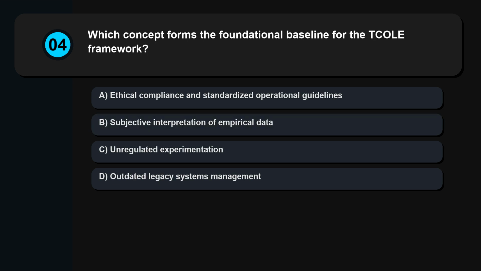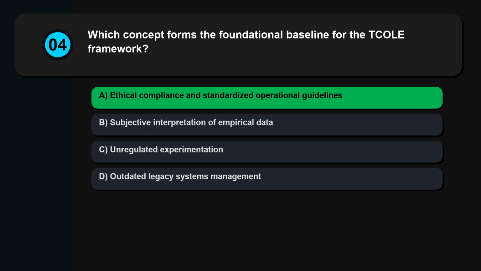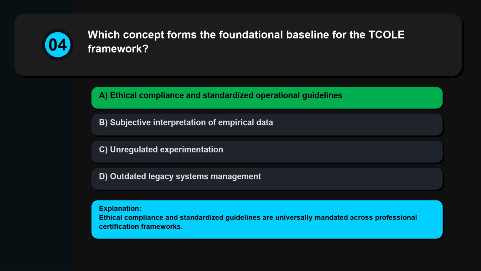Question 4. Which concept forms the foundational baseline for the TCOLE framework? Ethical compliance and standardized operational guidelines, subjective interpretation of empirical data, unregulated experimentation, outdated legacy systems management. Ethical compliance and standardized guidelines are universally mandated across professional certification frameworks.